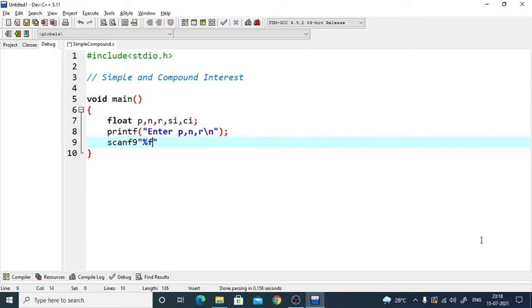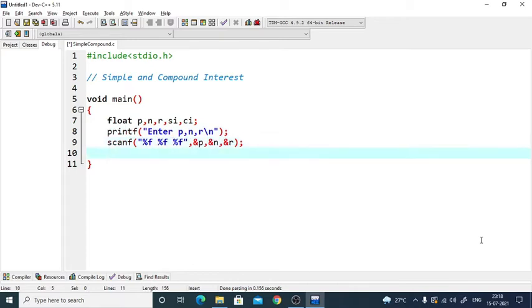As they are float, we have to put it like scanf %f, %f, %f, and it will be taken in P, then N and R. So my input is done. Now whether I give space between these %f or I don't, it doesn't matter, but just to make it simpler to understand, I'm putting a space. So my P, N and R are being taken from the user.